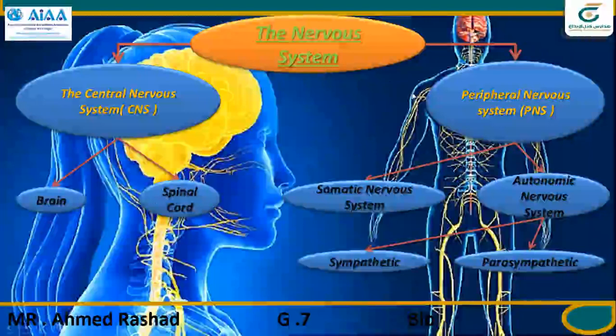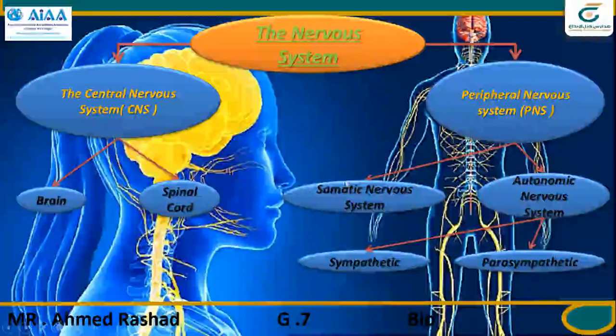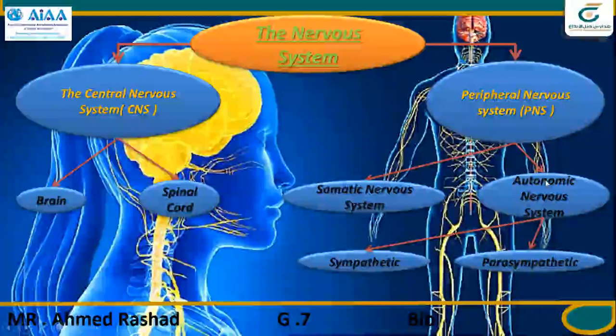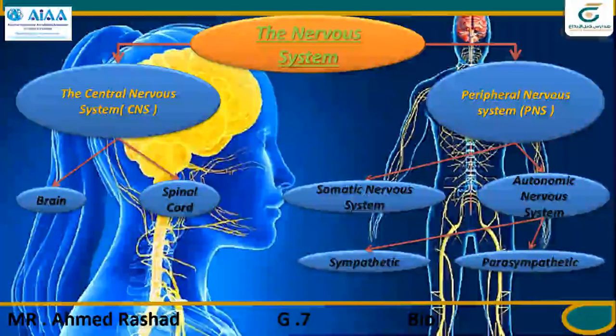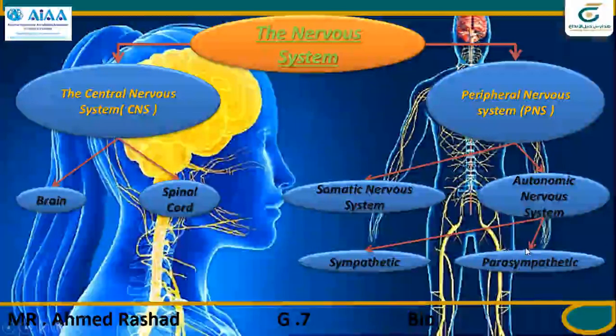And the peripheral nervous system is made up of two parts, the somatic and the autonomic nervous system. The somatic nervous system is responsible for voluntary activities, and on the other end, the autonomic nervous system is responsible for involuntary activities, like the sympathetic in feeling scared or any reactions that your body does, and the parasympathetic, which is responsible for the working of the systems in your body and the main organs.